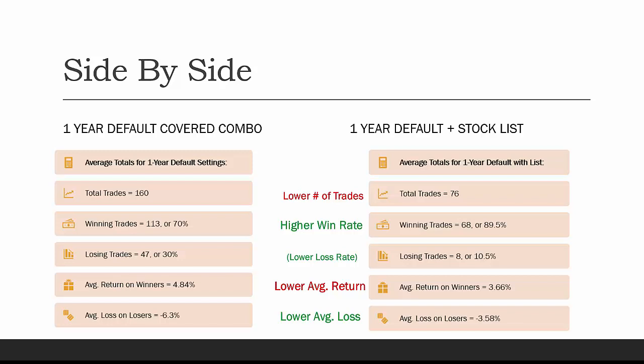Now, this did lower the average return on the winners from 4.84 down to 3.66%. But we also lowered the average loss on positions from 6.3% to 3.58%. And in fact, here, the average loss on the losers is lower than the average return on the winners, which was opposite with just the default settings themselves.